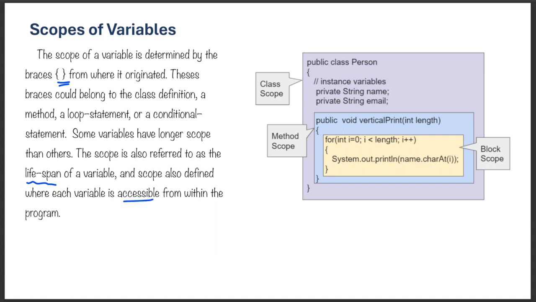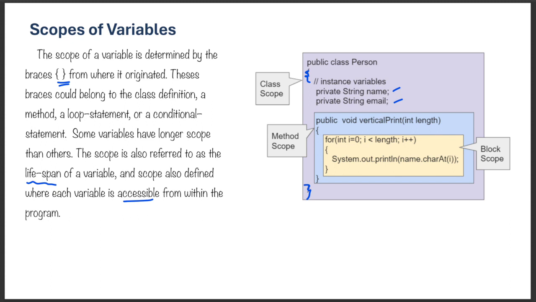So if we look at this public class person on the right-hand side, we see that we have a brace for the class, and inside there we have some instance variables, name, and we have email, and these instance variables have full scope of this entire program.